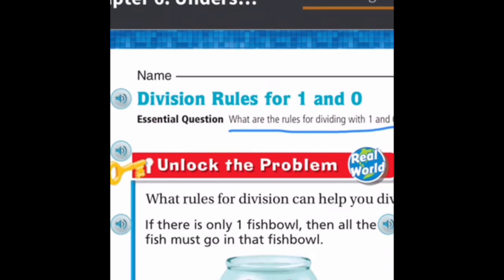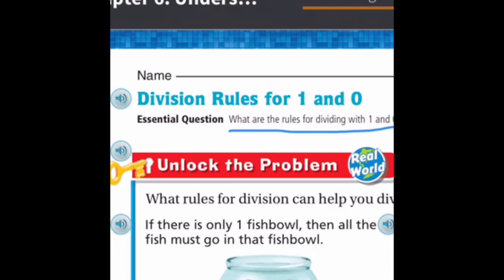We've already talked about addition rules for 0. Adding any number plus 0 leaves us with that number. For example, 37 plus 0 equals 37. 12 plus 0 equals 12. We've talked about multiplication rules for 1 and 0. Multiply any number times 1, you end up with the same number. 42 times 1 equals 42. A million times 1 equals a million.